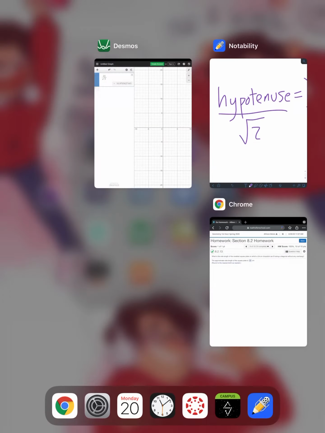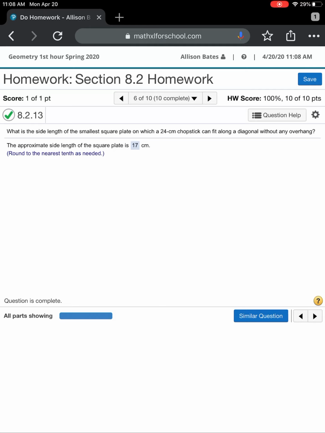Since we were doing a word problem earlier, it said the approximate side length of the plate, rounded to the nearest tenth, as opposed to non-word problems, which might simply say give an exact answer using radicals as needed. Then you can simplify that radical down to its most basic form and put that over a division sign, and that'll be your answer.